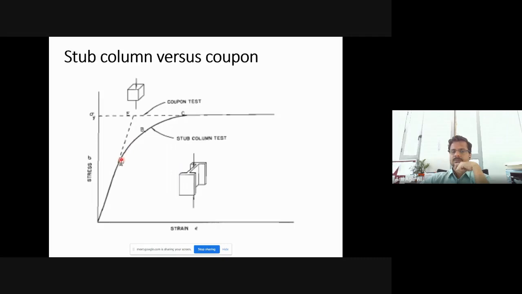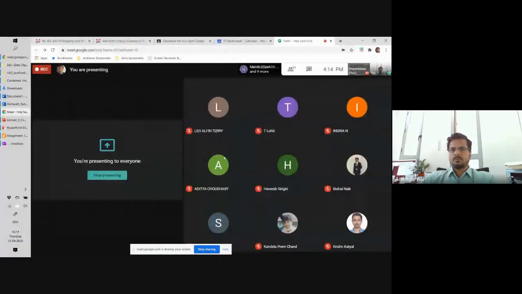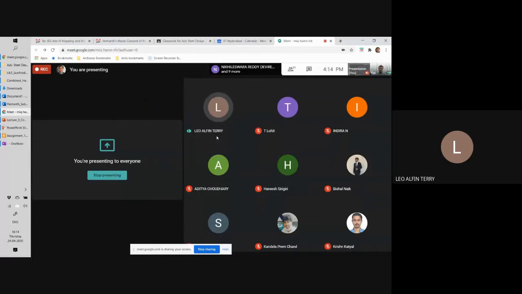Right? Can somebody quickly explain to me why the stress versus strain plot for the stub column section would not be this one, but this one, whereas it was bilinear for a small portion that was cut from that same column? Maybe I'll give you, Leo. Can you explain? Yes, sir. Hello, sir.